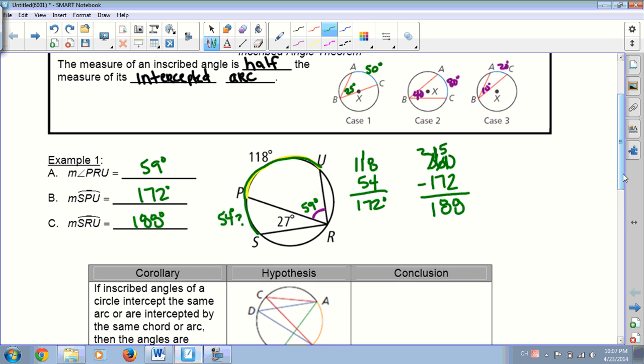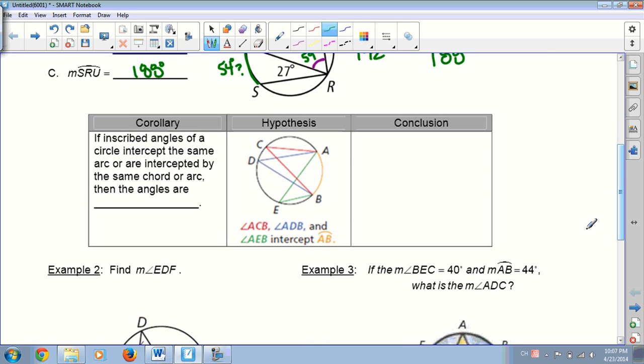Okay, let's go ahead and look at what is called a corollary. It's kind of similar to a theorem or just a rule. If inscribed angles of a circle intercept the same arc, or are intercepted by the same arc, then the angles are congruent. Okay, all that means is you have an intercepted arc here of 3 different angles.